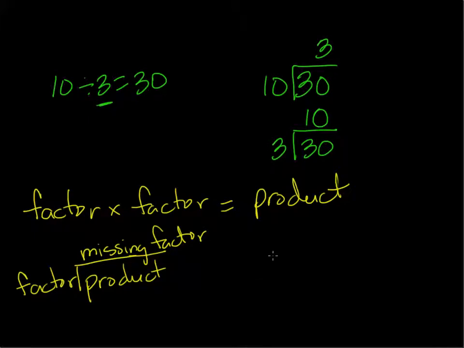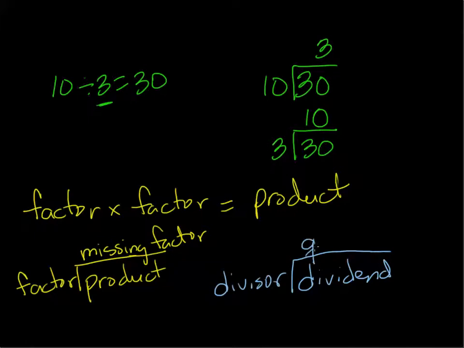Now if we remember the vocabulary that we use for division, the dividend is the number that is basically inside or under the house. The divisor is the number that is outside, and then the quotient is at the top, which is the answer.